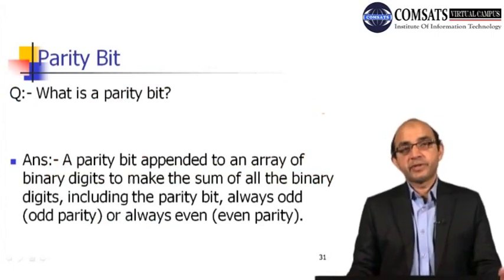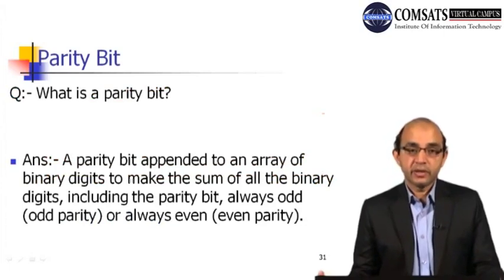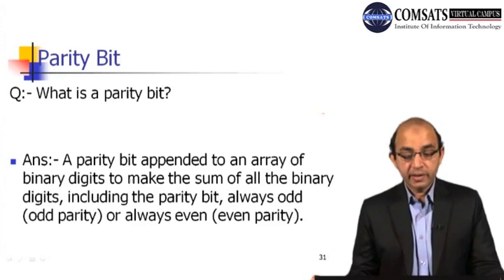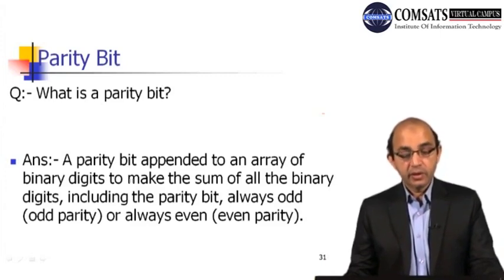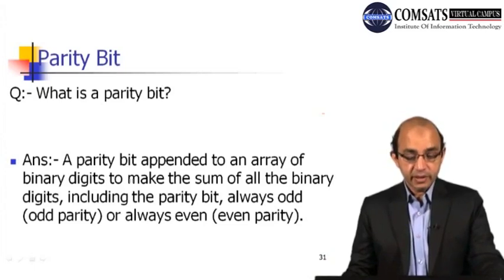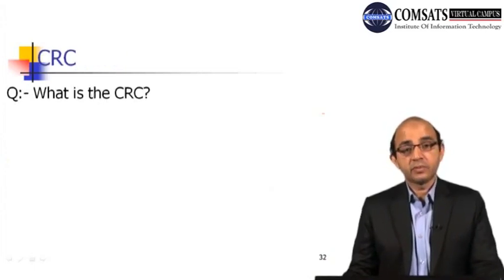So now after discussion, we are in a position to answer our question: a parity bit appended to an array of binary digits to make the sum of all binary digits, including the parity bit, always odd parity or always even parity, right? So we have to count the number of ones.